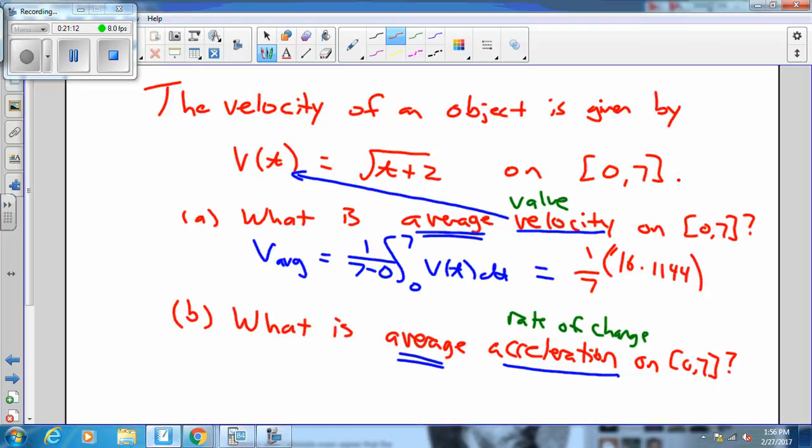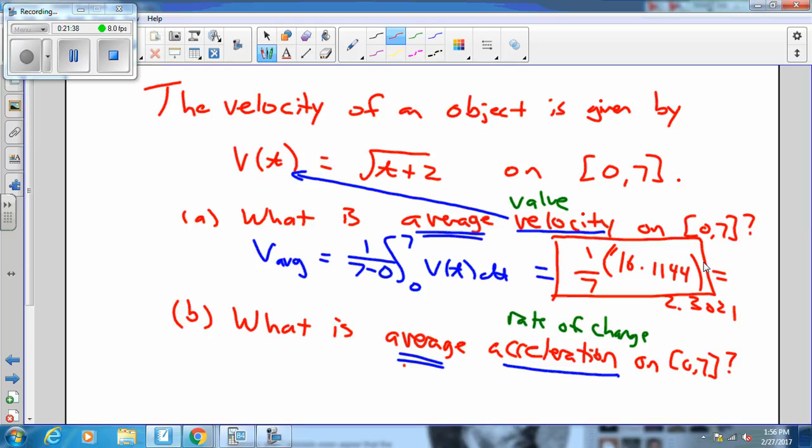2.3021. But honestly, the safest way to do it would be to put a box around the answer right here. Okay? So that's the average value, and it's very straightforward. But this is, in part B, an average rate of change question, which we did all the way back when we did mean value theorem.